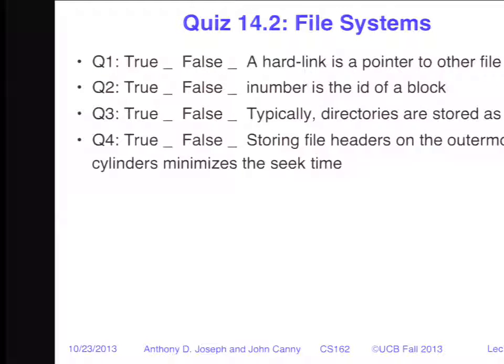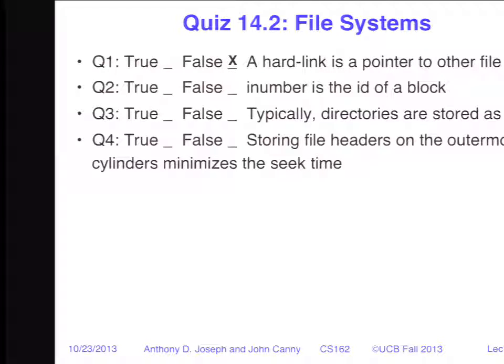So first question, a hard link is a pointer to another file. How many people think that is true? How many people think that is false? Ooh, we're divided. The answer is false. Right? It's not a pointer. It is the actual inumber. So we share the same structure. A soft link can be thought of as a pointer. We have to do some resolution to find it.